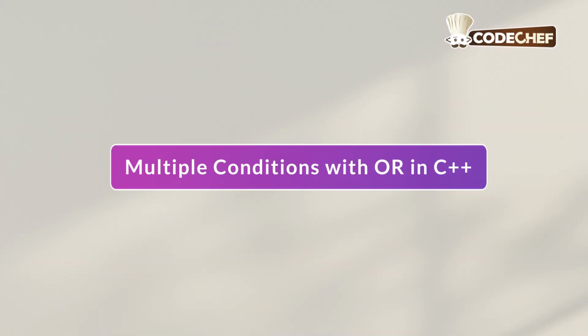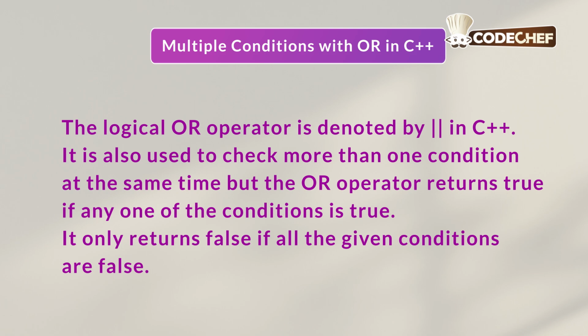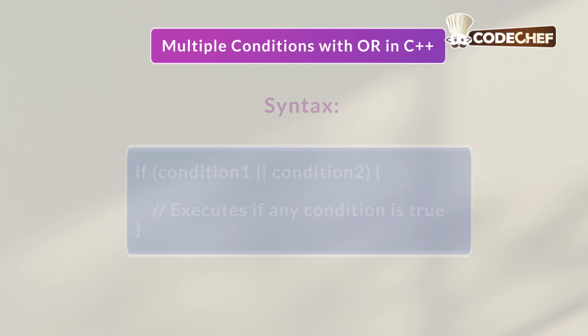Last but not the least, multiple conditions with OR in C++. The logical OR operator is denoted by two vertical lines in C++. It is also used to check more than one condition at a time, but the OR operator returns true if any one of the conditions is true. It only returns false if all the given conditions are false. Let's understand this better with the help of the syntax.